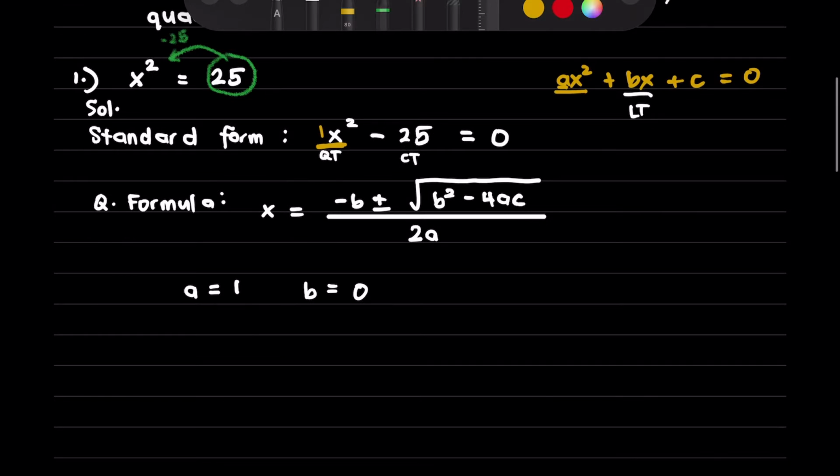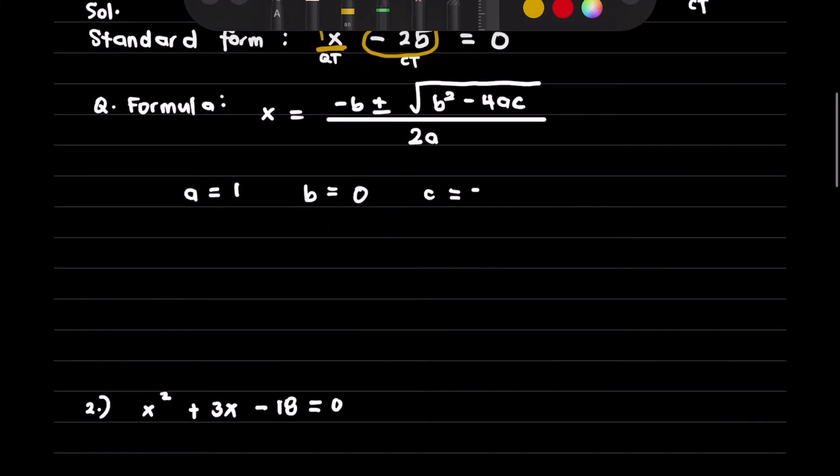Next thing is the value of C. So the value of C, ito yung constant term natin. Ito yung number lang siya. Okay? And yung ating constant here is negative 25. So, kasama pati yung sign. Okay, so that is negative 25.